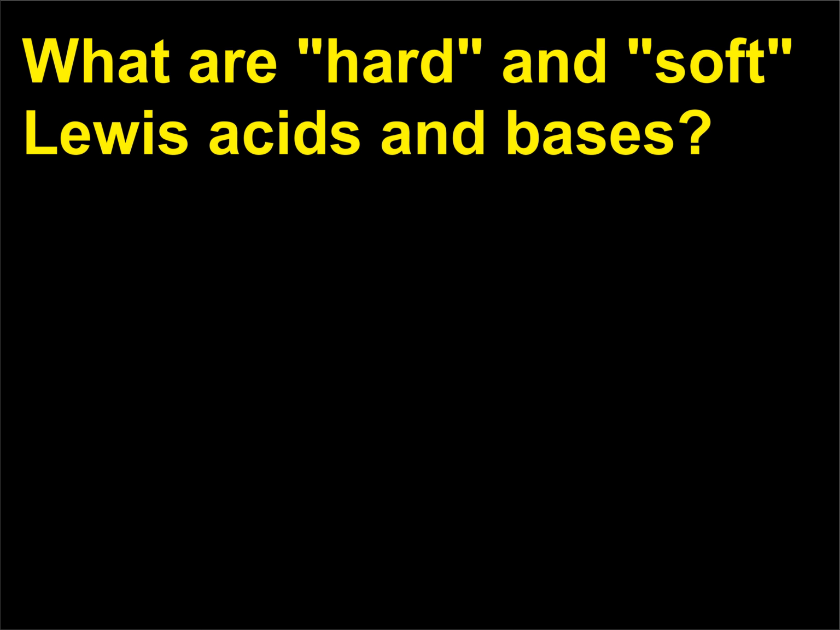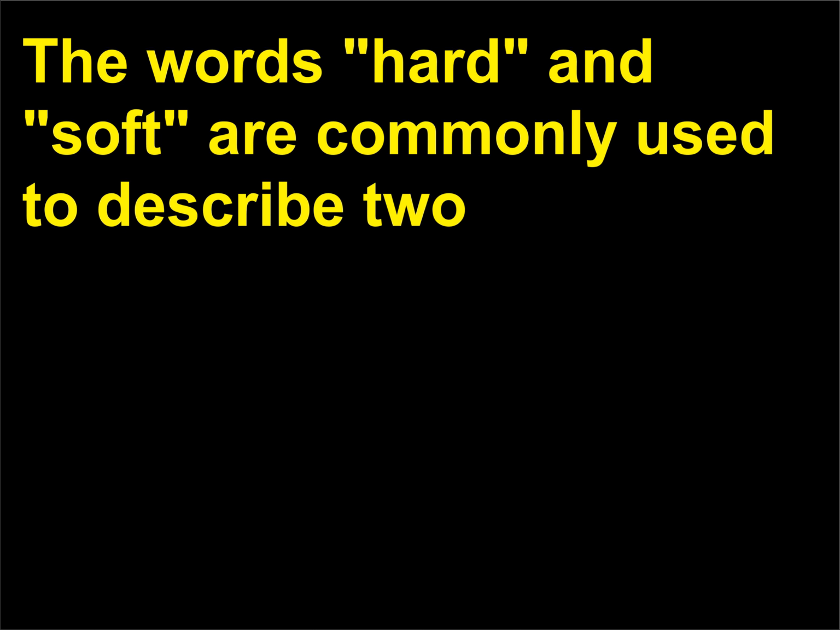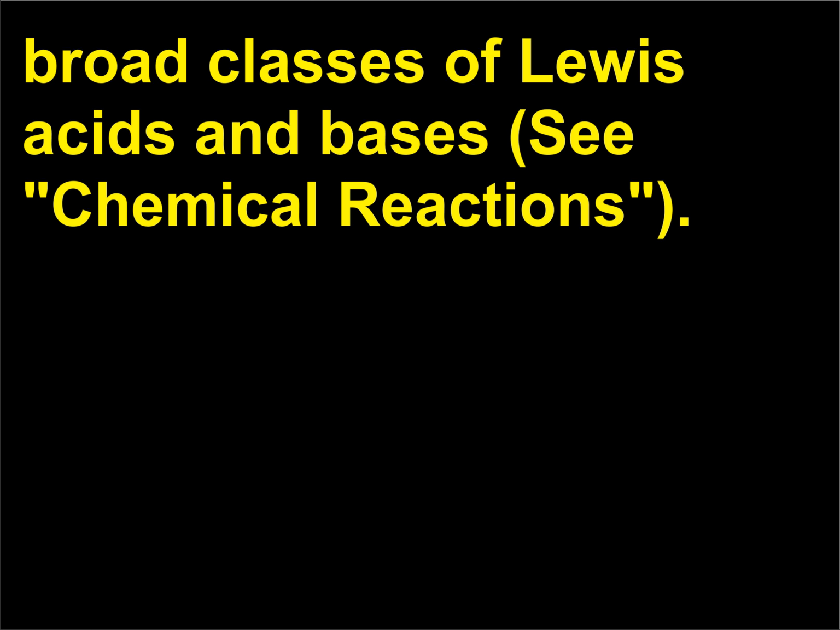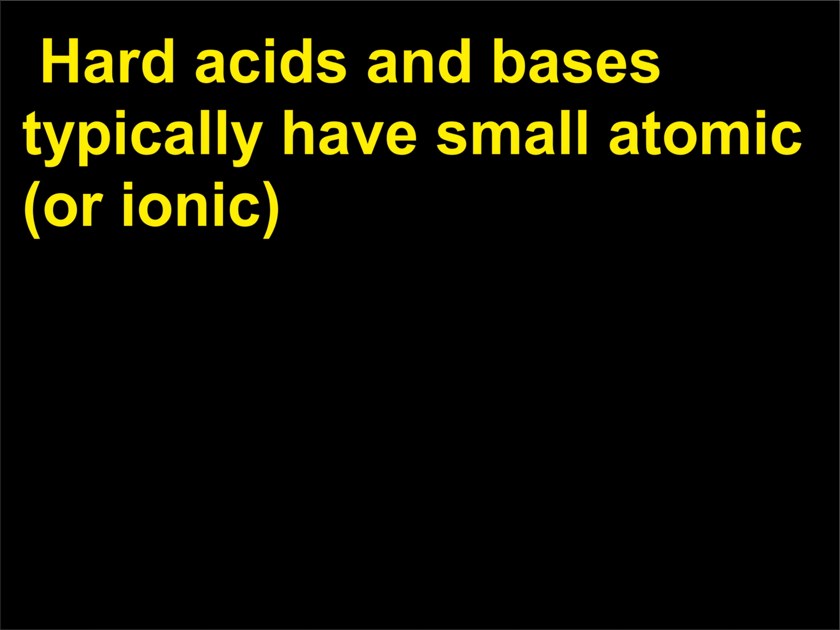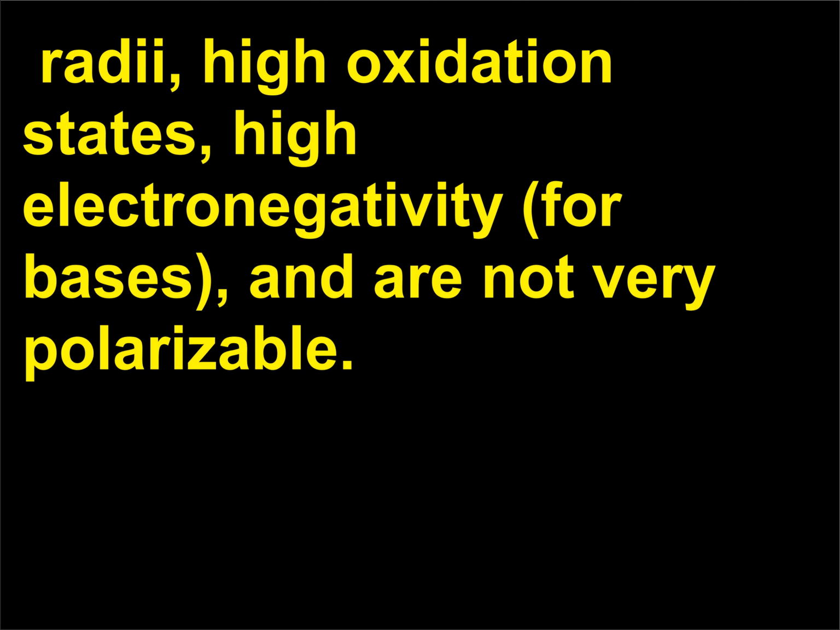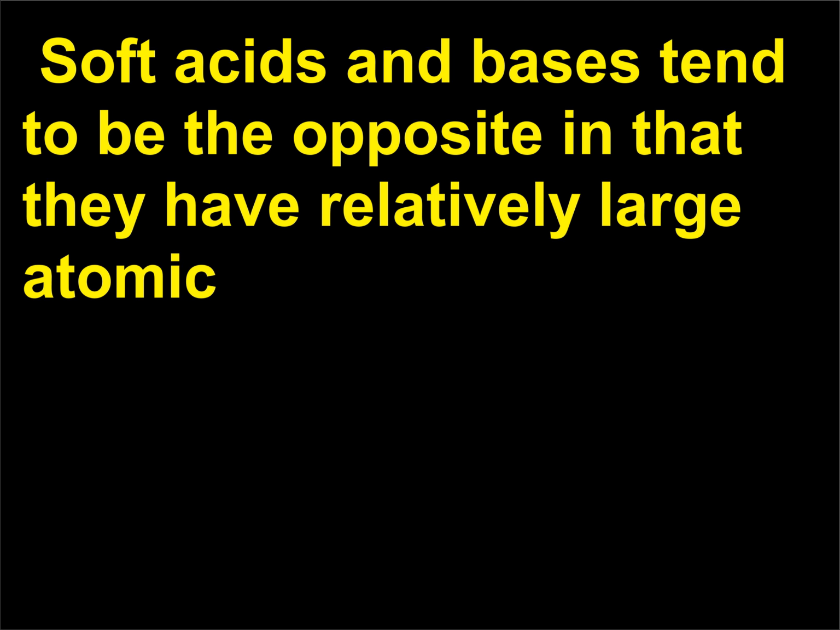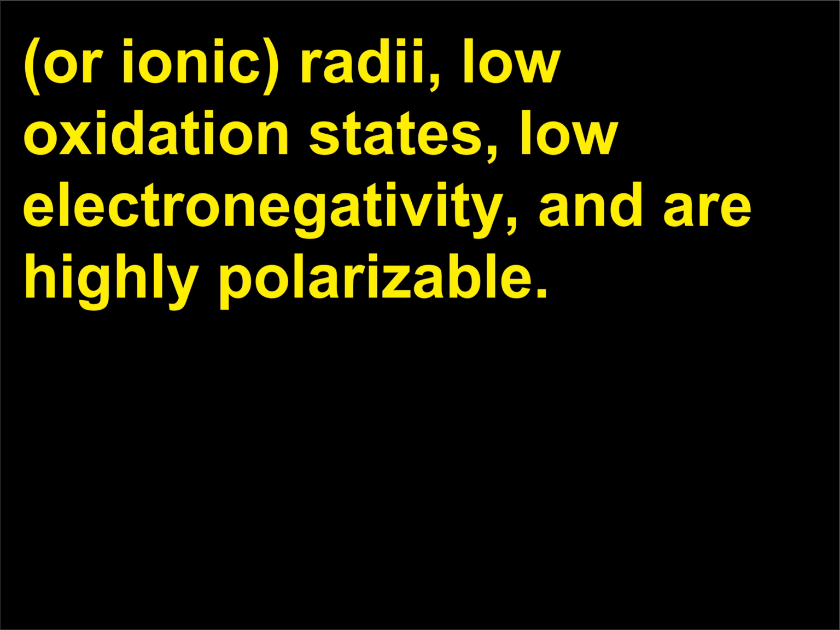What are hard and soft Lewis acids and bases? The words hard and soft are commonly used to describe two broad classes of Lewis acids and bases in chemical reactions. Hard acids and bases typically have small atomic or ionic radii, high oxidation states, high electronegativity for bases, and are not very polarizable. Soft acids and bases tend to be the opposite in that they have relatively large atomic or ionic radii, low oxidation states, low electronegativity, and are highly polarizable.